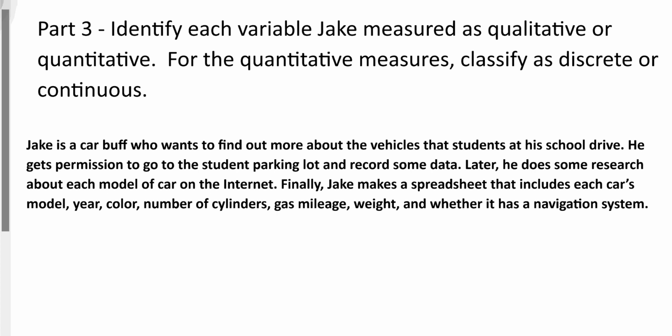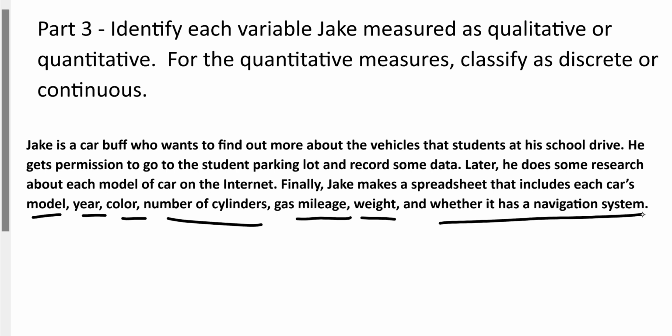So we did look at this example earlier about Jake, who's the car buff, and we talked about what were the individuals, what were the variables. Looking at the variables, which we identified as model, year, color, number of cylinders, gas mileage, weight, and whether or not it has a navigation system, we can categorize each one as qualitative or quantitative. And then if it is qualitative, we could say it's nominal or long answer, which we're not going to see very often, but I wanted to at least show that to you. For quantitative, you will see discrete or continuous a little more often in those terms.